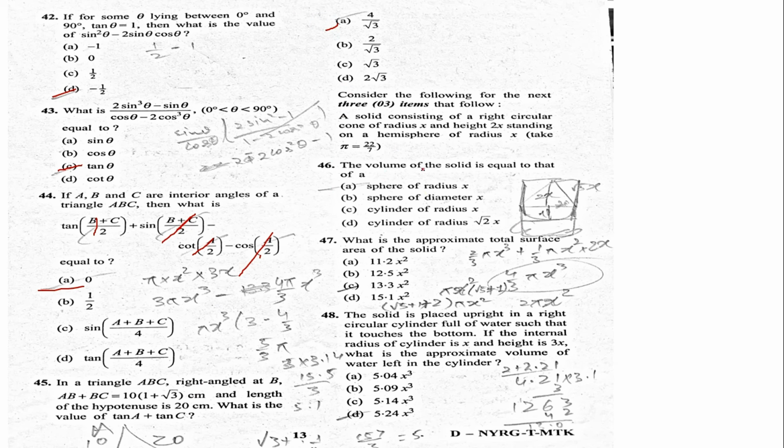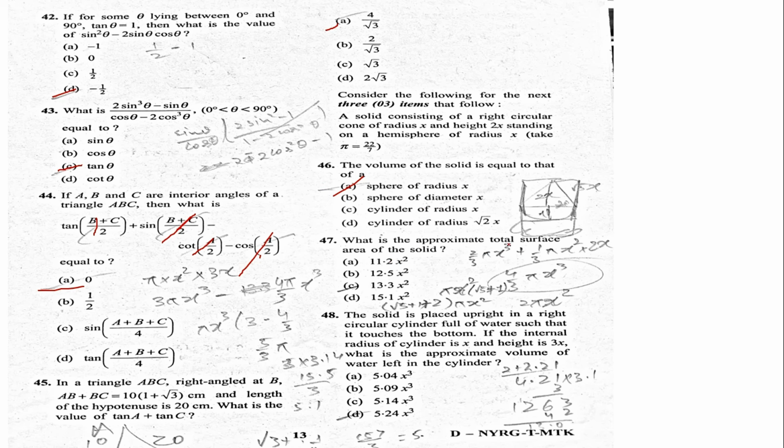Now, a solid consisting of a right circular cone of radius x and height 2x standing on a hemisphere of radius x. So this is the case, that is, the hemisphere is there, and the cone is standing on the hemisphere. Firstly, we will calculate the volume of the solid, that is this cone and this hemisphere, which will come out to be 2 pi x cube plus 1 by 3 pi x square into 2x. So this will be 4 pi x cube, which is equal to the volume of the sphere of radius x.